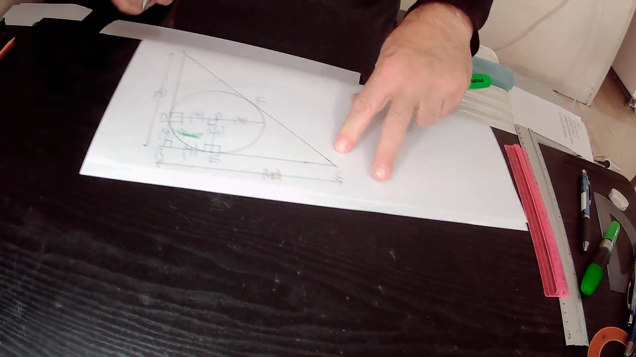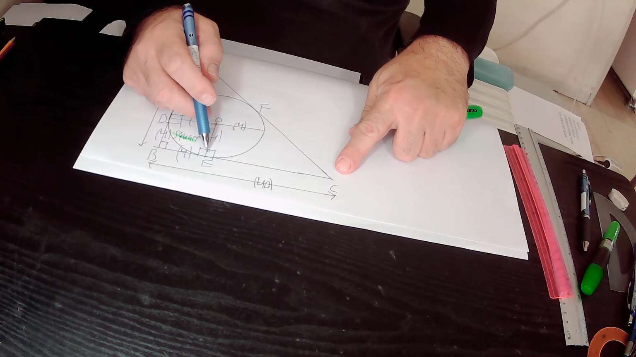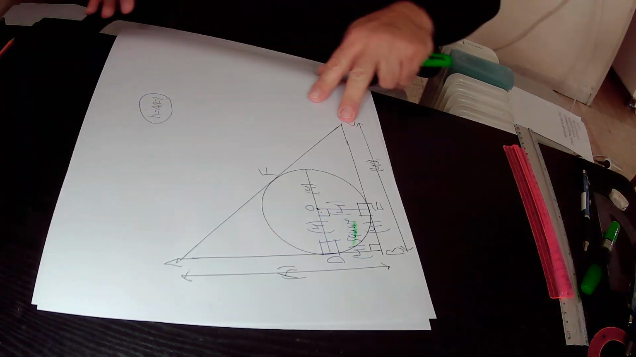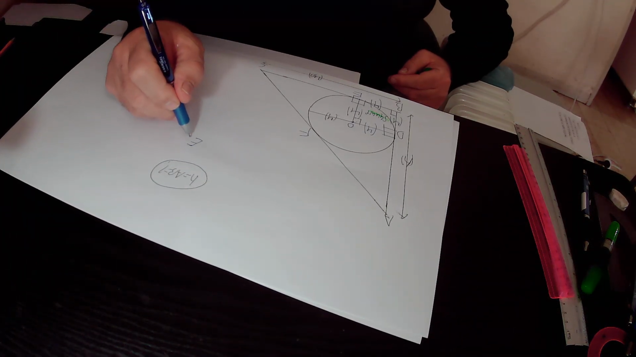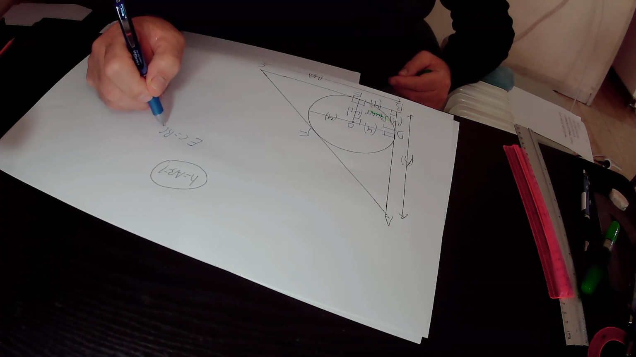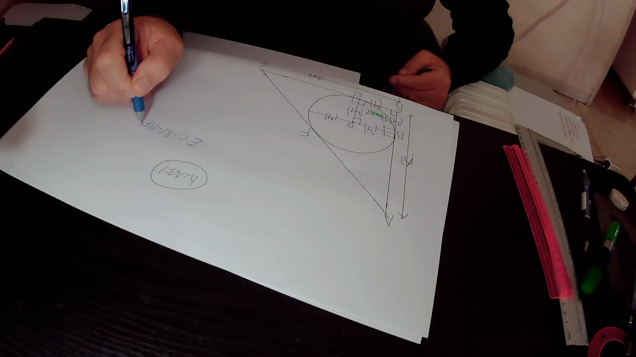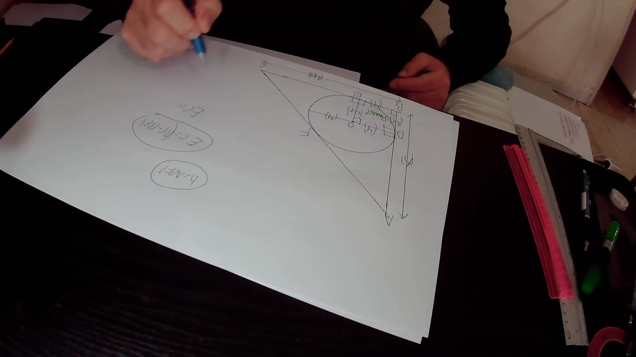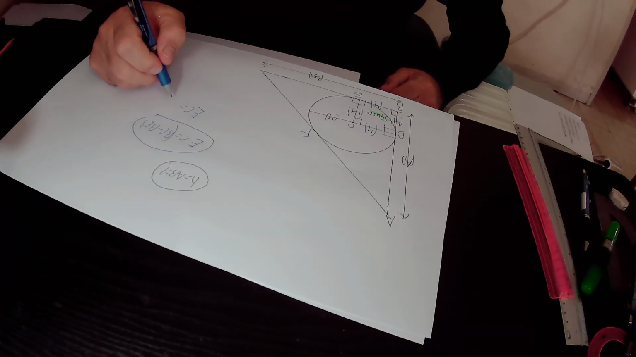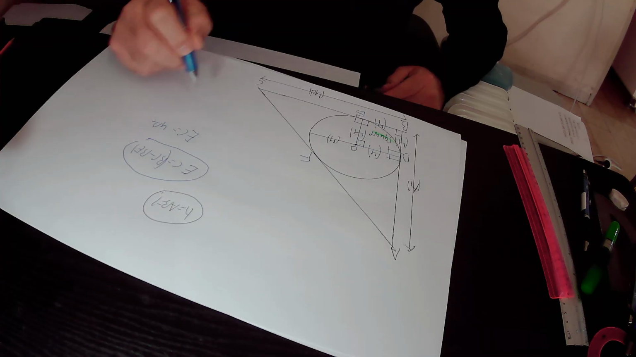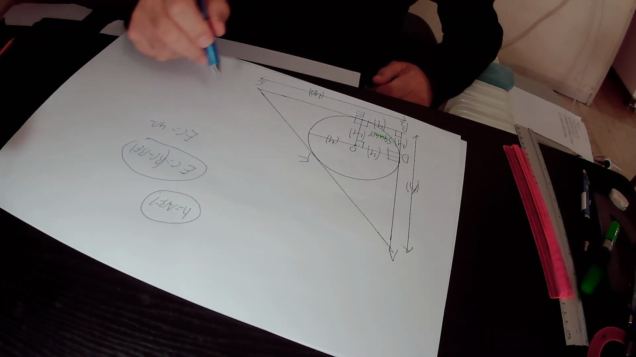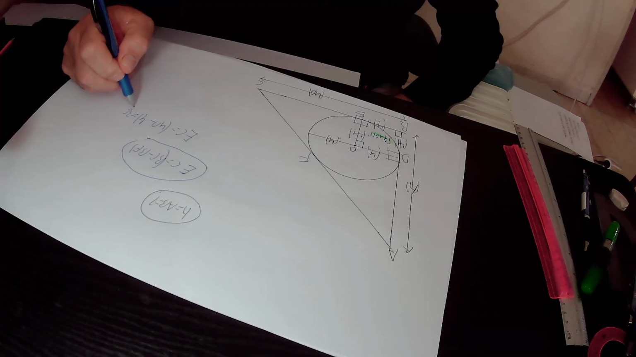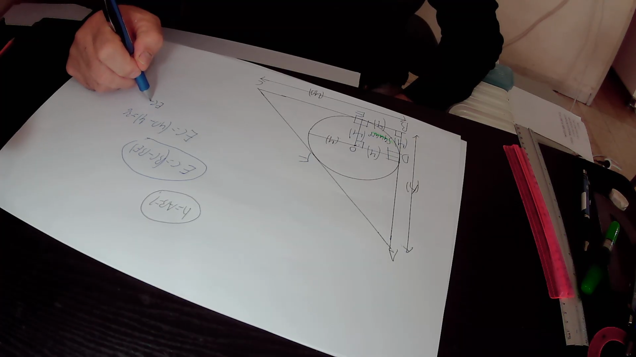What is the length of this missing line EC? EC equals BC minus BE. So EC equals BC, which is 40 units in its length according to the question, minus BE, which equals 4 units in its length. So in total EC equals 40 minus 4, that is 36. EC equals 36 units in its length.